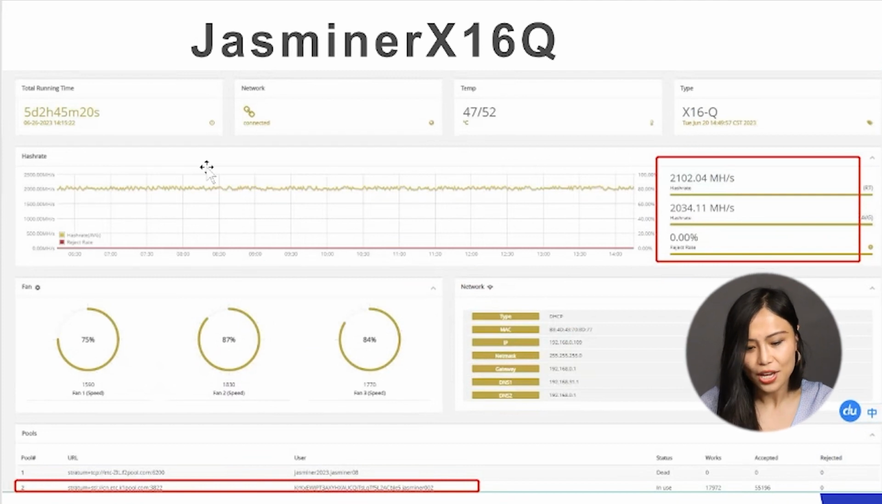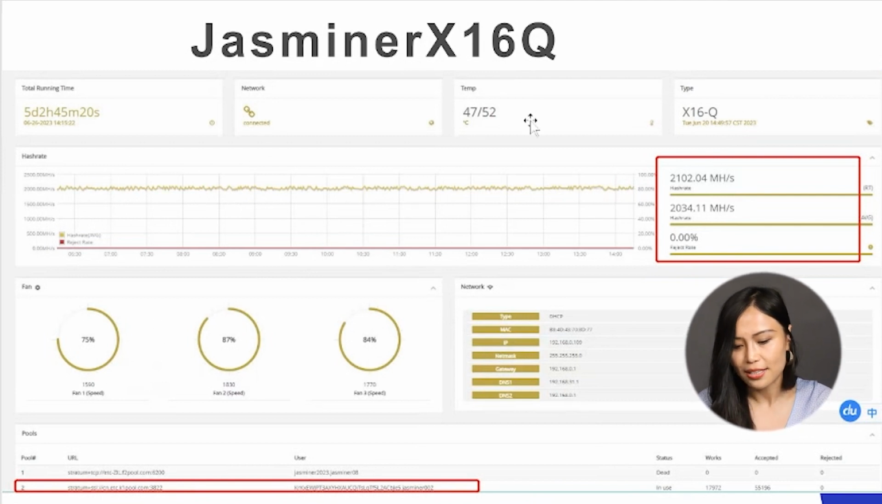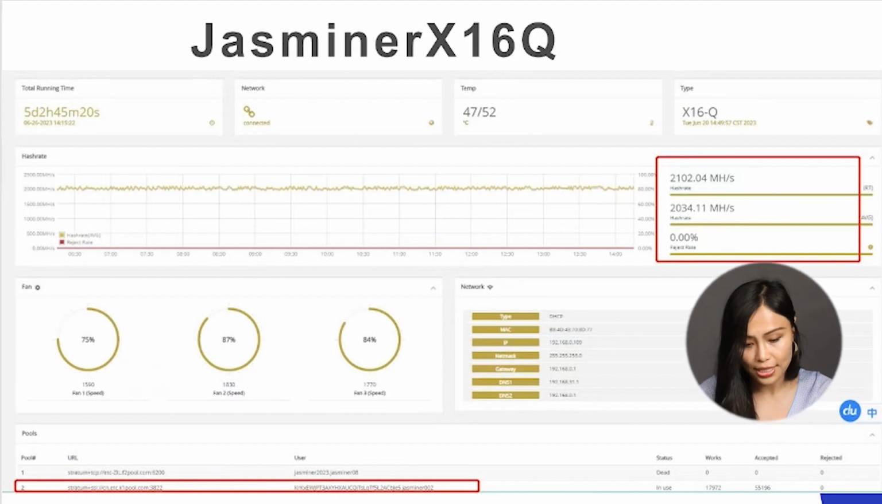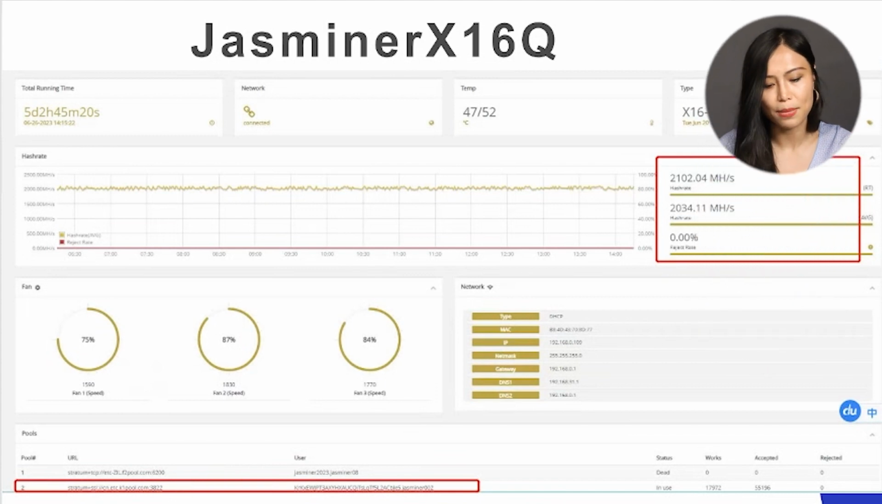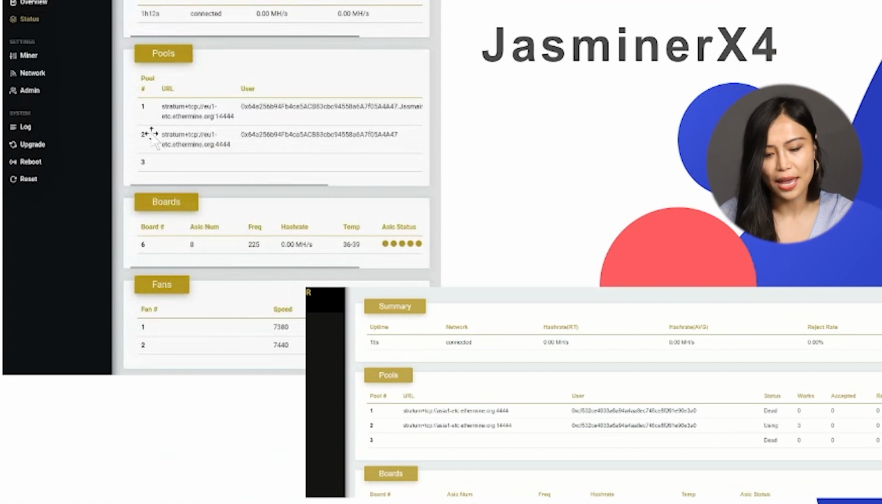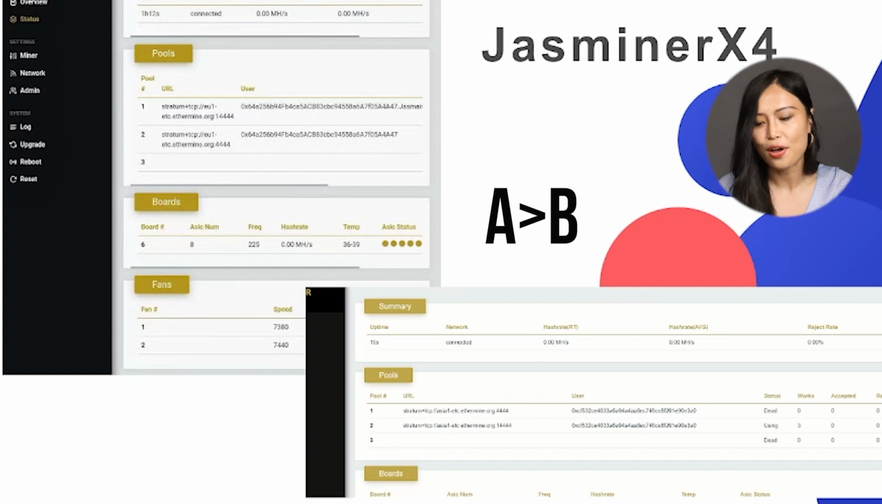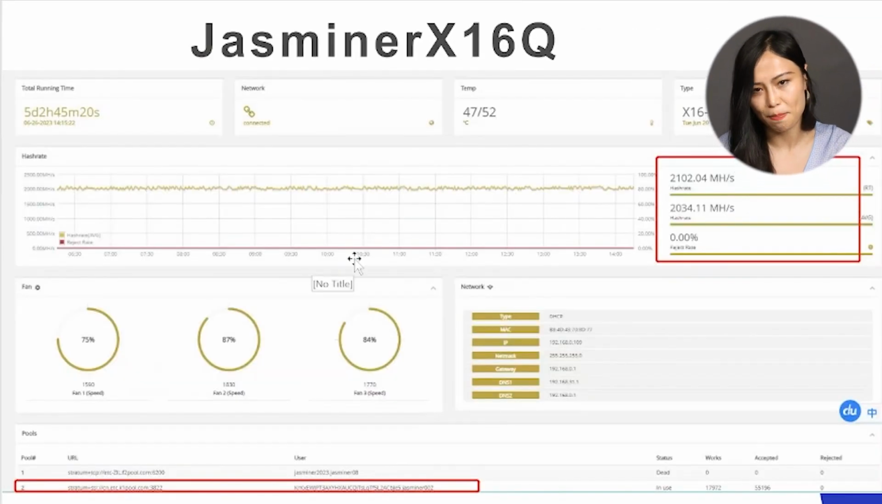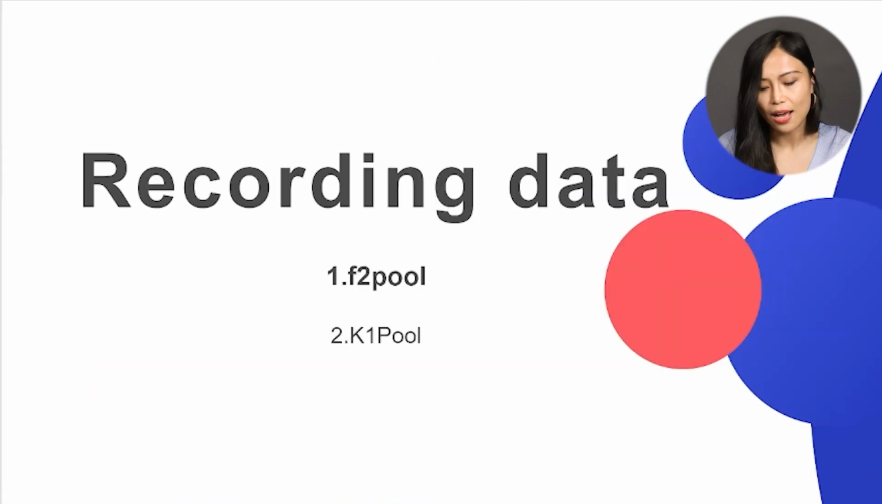It's pretty clean. You can see the fluctuation charts for monitoring your hash rate, your fans working properly, your chip's temperature, and how everything is going. Network connected, pretty good. Even the mining pool and your wallet address are all here. Compared with the Jasminer X4, which has too many columns and you have to go to different sections to find what you're looking for, I think the Jasminer X16-Q interface is pretty much the king right now, so far, I have to say. Okay, without further ado, let's go to the recording data of F2 Pool.